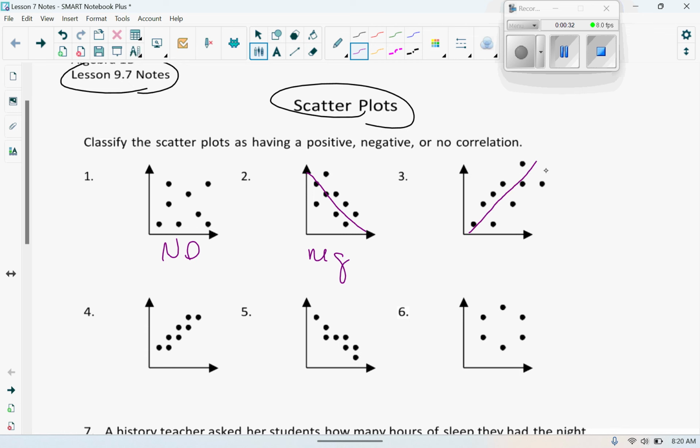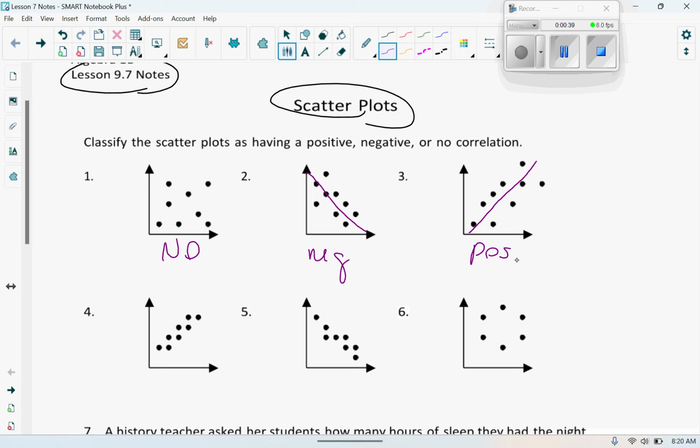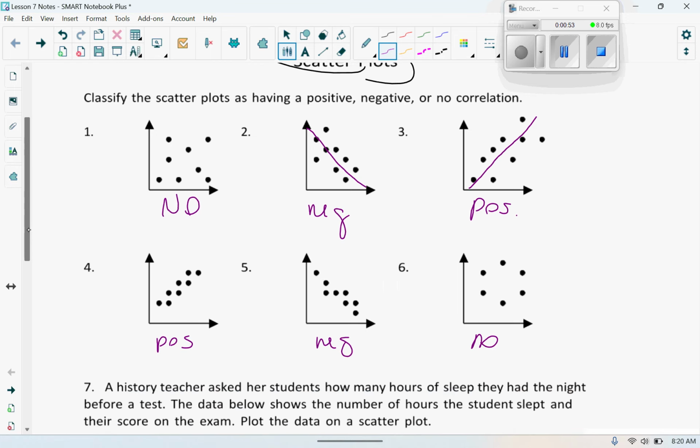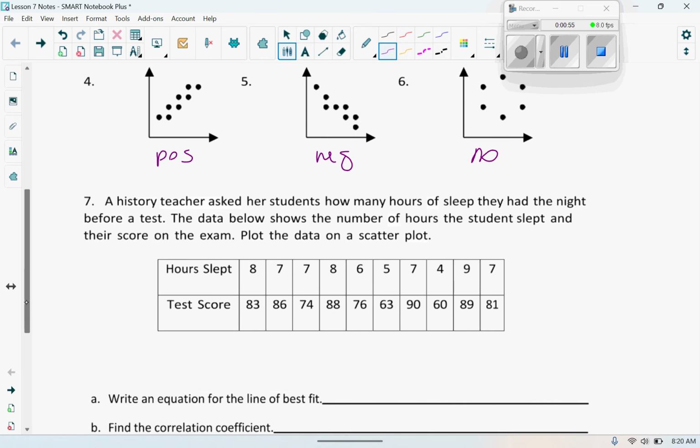This one is probably not strongly correlated, but there is a pattern. And so this is going to be a positive correlation. This one's a positive correlation. This one's negative, and this one does not have a correlation. So just because it has a pattern, we're looking for a linear or an exponential pattern or something like that. And so number 6 does not cut it.